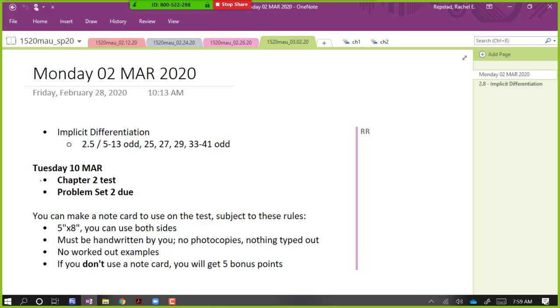It cannot contain worked out examples, so things people tend to include are like what the limit definition of a derivative is, or what the product rule is. And if you don't use a note card, you'll get 5 bonus points. So what I always tell people is just make a note card. You can hand it to Mrs. M at the beginning of the test, and you can decide at any point in the test if you're better off with your note card than you are with those 5 points. So take the time to make the note card. Everybody can start off going for the bonus points, and you can decide if you want to use your card later, during the test.